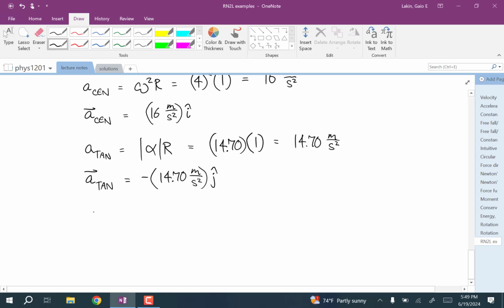Add those two parts together, and the total acceleration is 16 meters per second squared i minus 14.70 meters per second squared j.